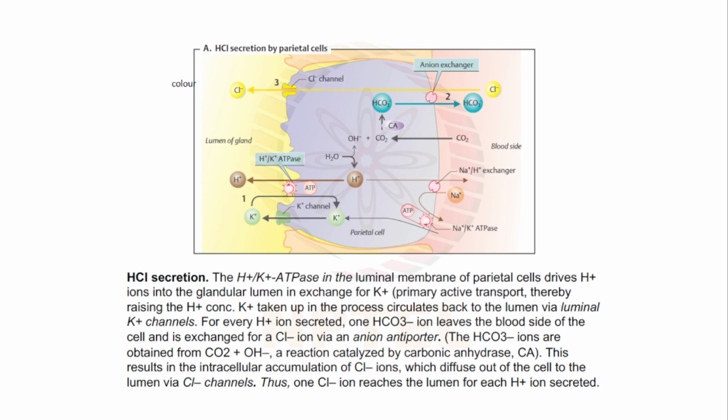Okay. So HCl secretion के लिए हमारे पास जो important चीजें हैं, that is the proton potassium ATPase in the luminal membrane of the parietal cells, which drives H positive ions into the glandular lumen in the exchange of potassium, and potassium taken up in this process circulates back to lumen via luminal potassium channel. So it is basically just used to operate the channel so that the proton ions can enter inside the cell. So for every H ion secreted, an HCO3 ion leaves the blood side of the cell and is exchanged for a chloride ion via an anion antiporter.